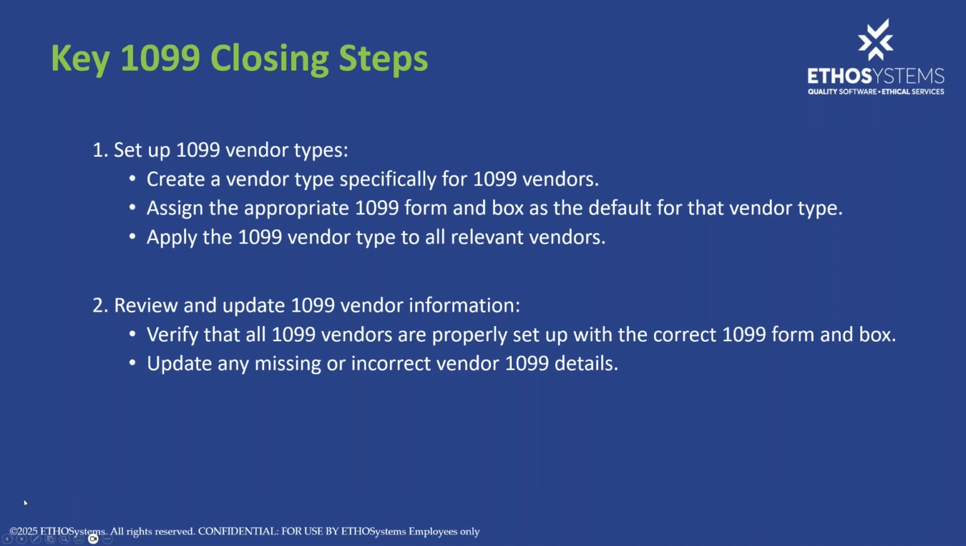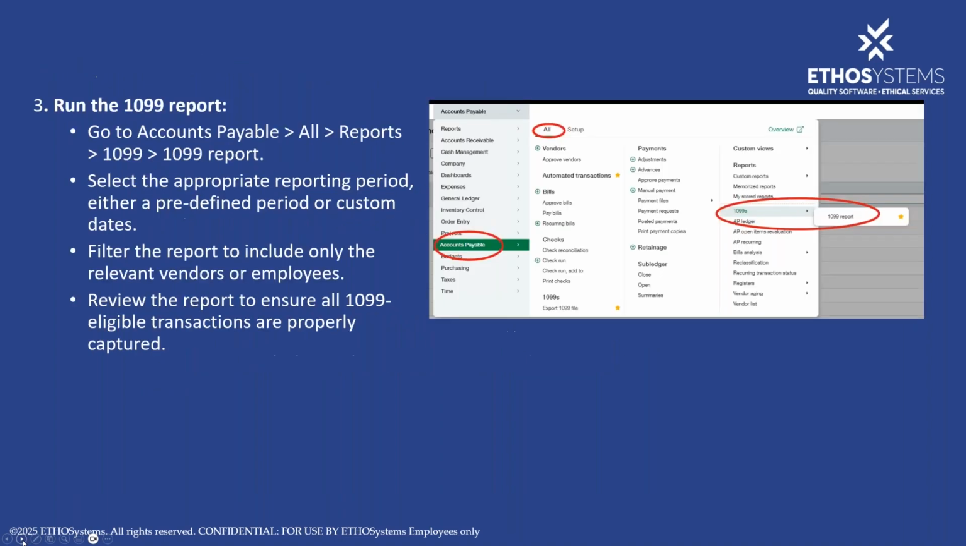So again, you just want to really be careful that you're verifying and confirming that things are properly set up on your vendors with the correct 1099 form and box, because making mistakes is always a pain, right? It kind of snowballs into something bigger every time. So just be very careful, double check, have a second set of eyes. For me, I have a second set of eyes on everything I do, because people see things that we don't. So update any missing or incorrect information.